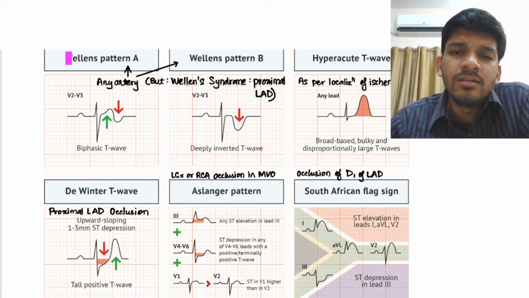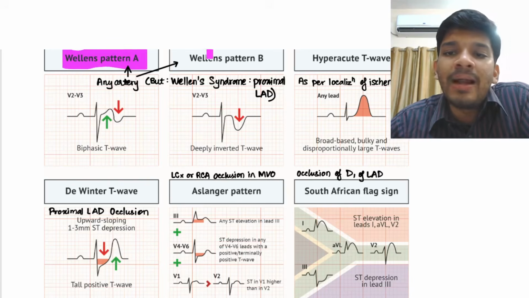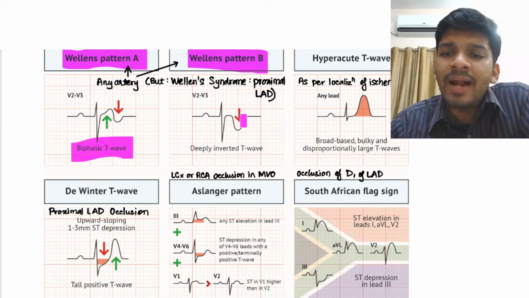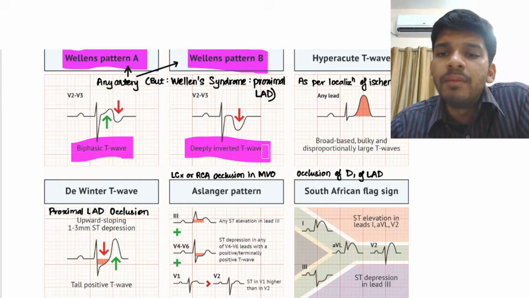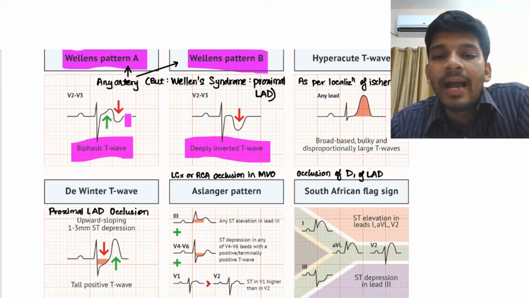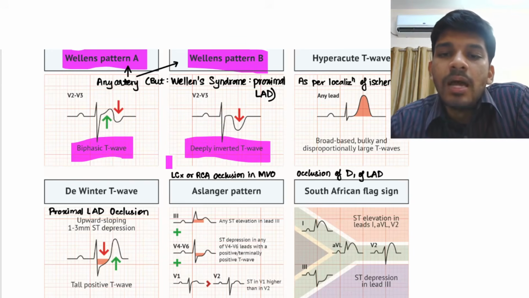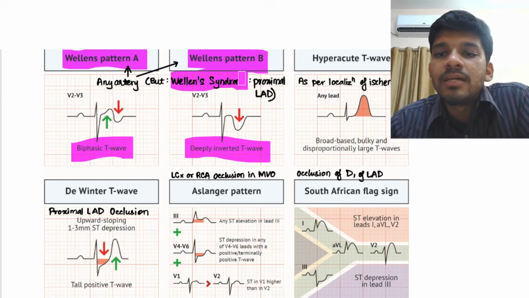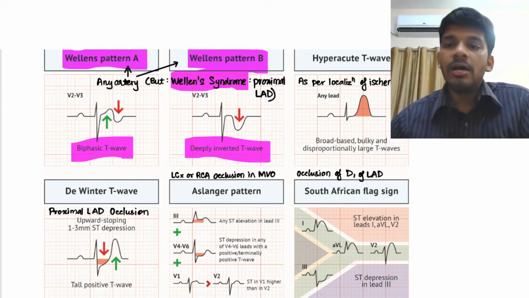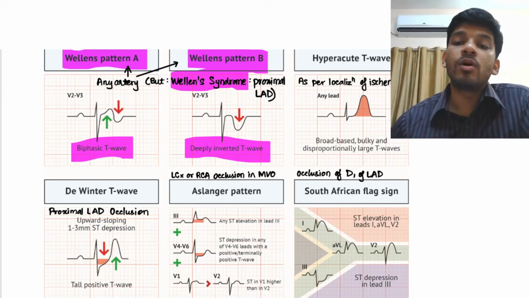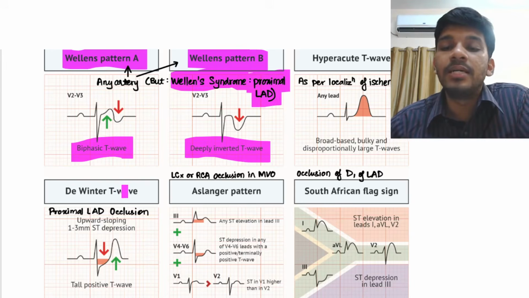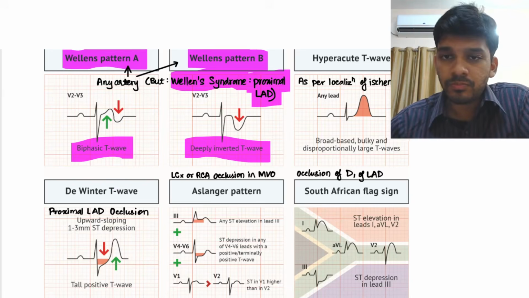The one which you see very commonly is the Wellens pattern. Pattern A is a biphasic T wave inversion and pattern B is a deeply inverted symmetrical broad T wave. Depending on which leads they are present in, they will give you an idea of where the occlusion is. There is something called Wellens syndrome, which has other criteria regarding the relation to chest pain and the troponin values. Mostly Wellens syndrome means it is a proximal LAD occlusion and you should immediately take it to the cath lab because a large area of myocardium is at risk and you have picked it up early.